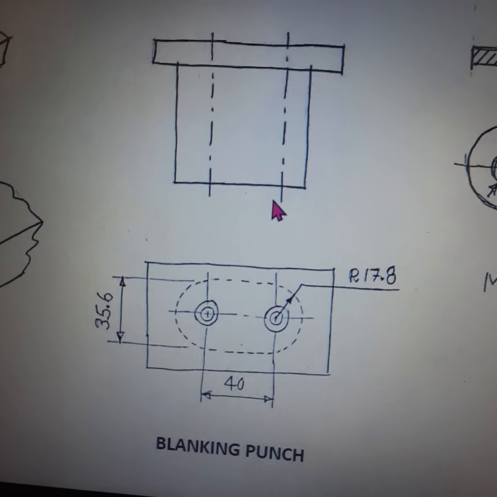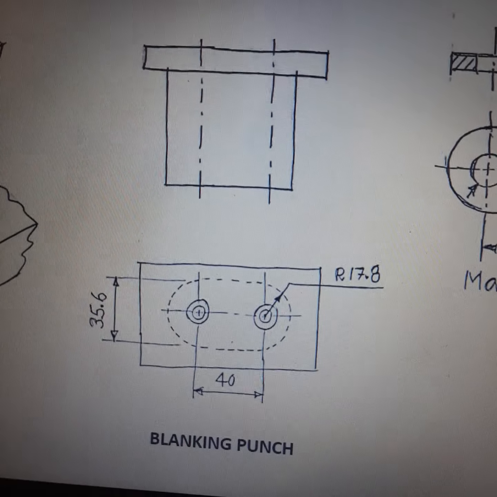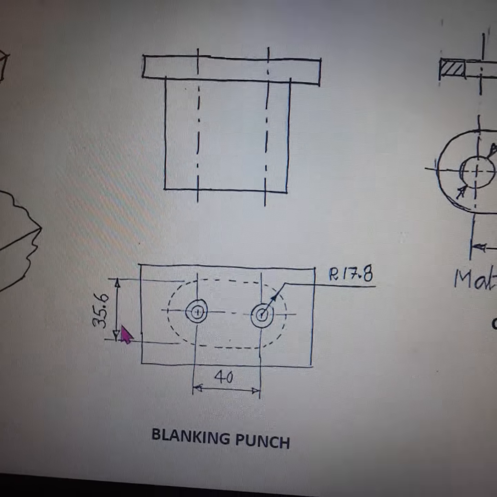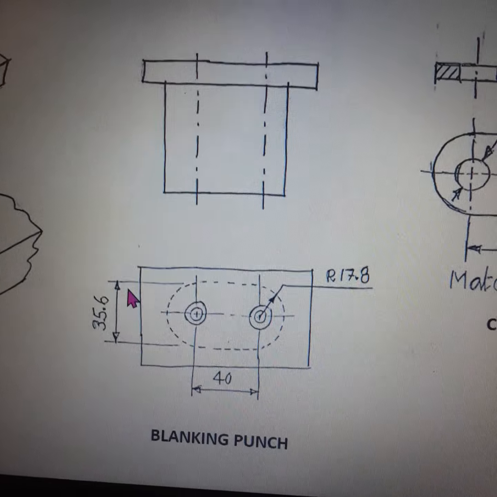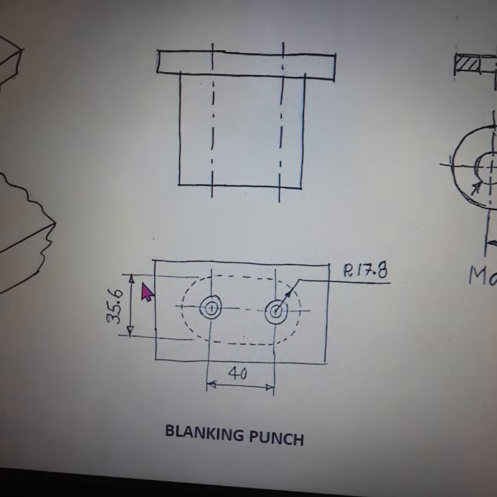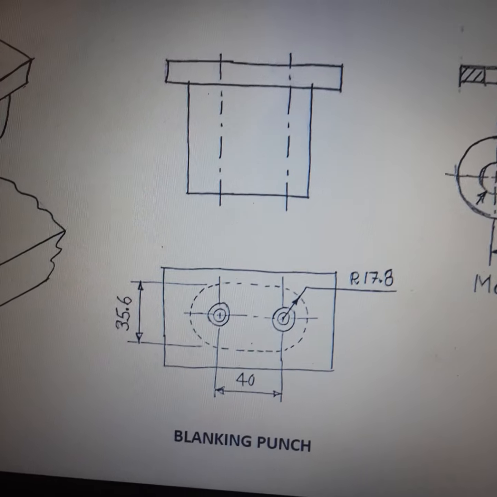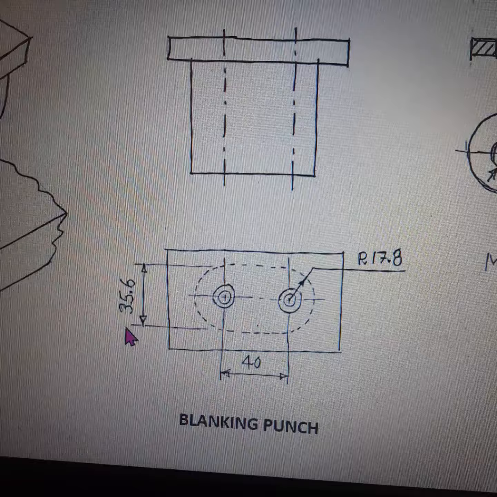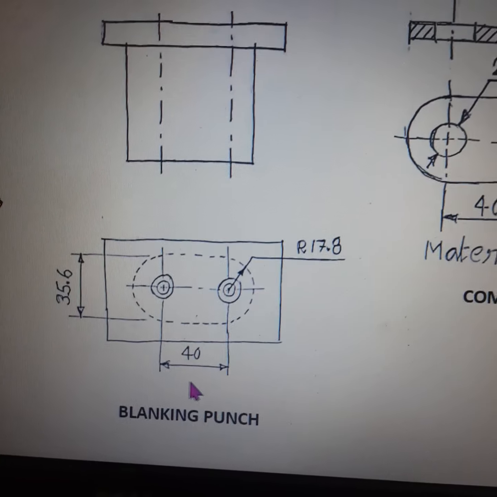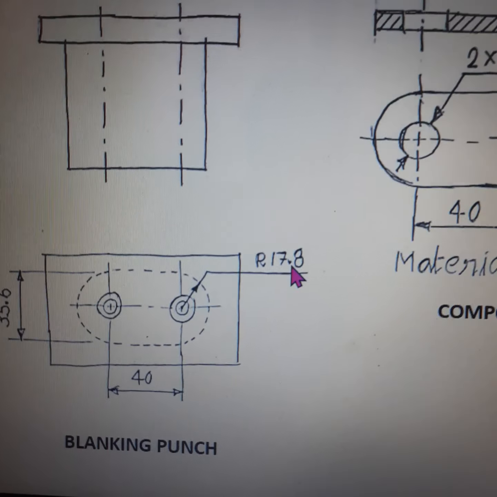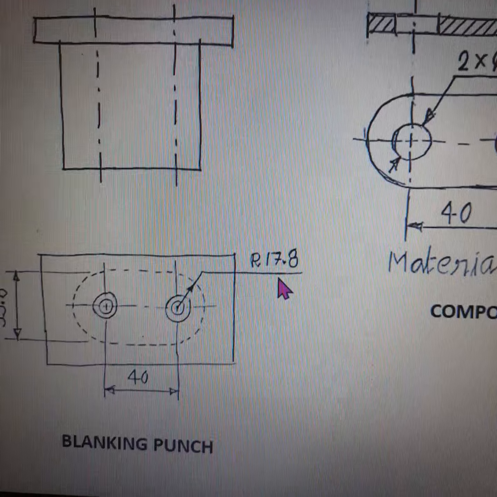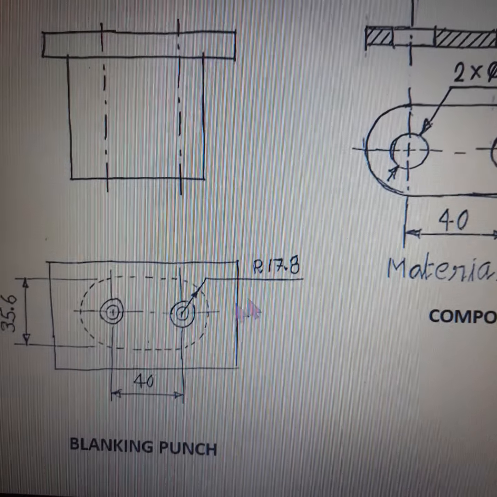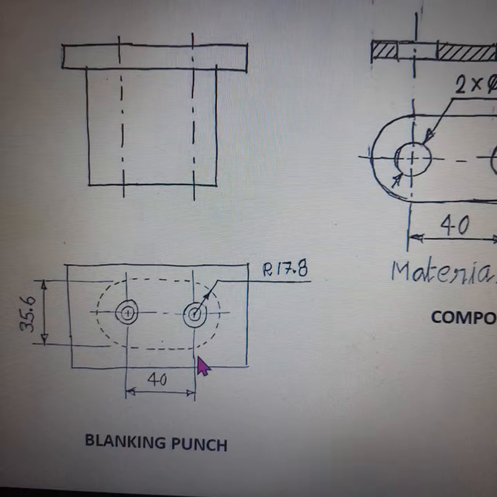So this is the punch size for this design. See here the width is 35.6. After subtracting the die clearance of 0.4 mm from the drawing size, the width of the blanking punch is arrived as 35.6. The center to center is 40 and the radius is 18 minus 0.2, half of the die clearance. So 17.8 is the radius of the blanking punch.